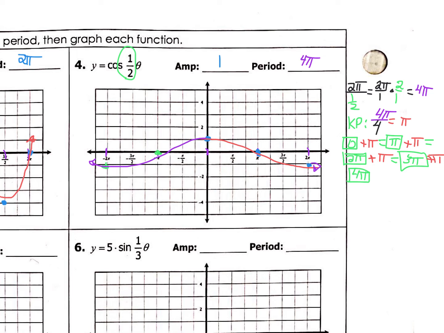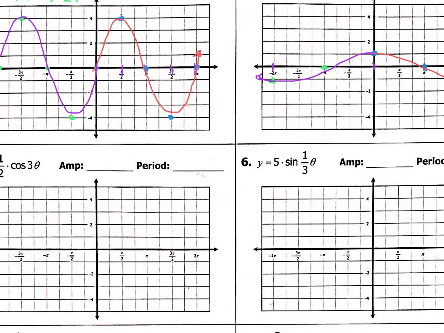There is our cosine function. As you can see, that period of 4 pi really stretches out that graph. It kind of looks like an upside down cosine because we only have the left half on this one and the right half on that one. All right, let's look at another one.